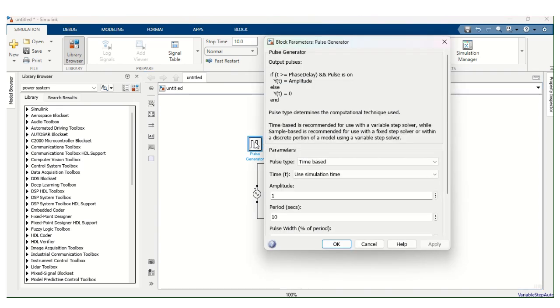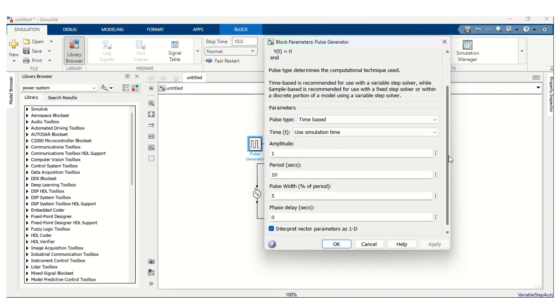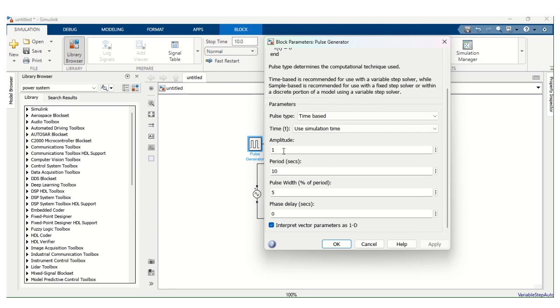Double click the pulse generator and let's do the settings. Amplitude is 1. The total time period is 1 by 50, that is 0.02 seconds. So time period in seconds. Pulse width, let's choose the pulse width as 10%. Then phase delay in terms of seconds. So we have to give a 45 degree phase delay.